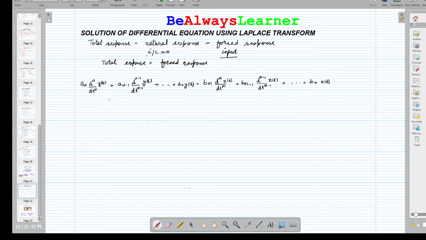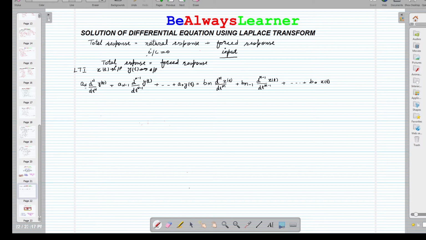Now for that, let us consider an LTI system having input X and having output Y. That is input, and we are having Y as output, and both are functions of time. Fine. So that is the equation which describes the system.